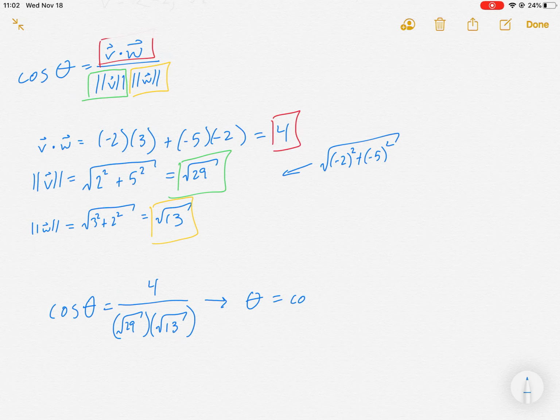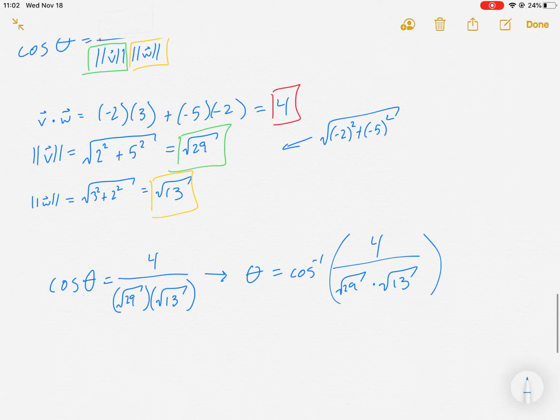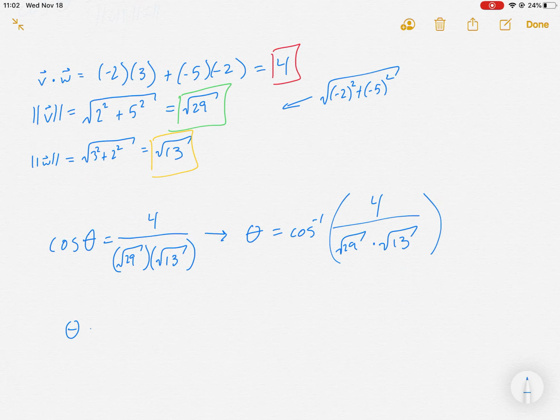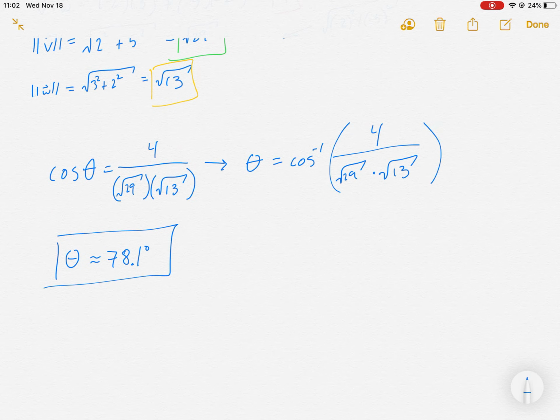Okay, so if we plug this into a calculator, we just get cosine inverse of all of this stuff. And when we do that, I ended up with theta is approximately 78.1 degrees. And there's my answer. Keep in mind, we do know that theta could be negative as well, because we use cosine inverse. So probably we would want to just double check with a sketch of this to make sure 78.1 works.